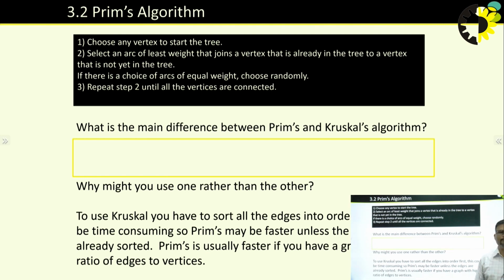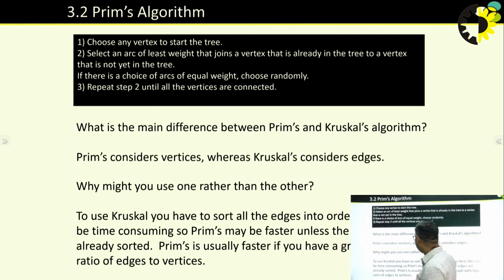What is the main difference between Prim's and Kruskal's algorithm? Prim's algorithm works on the basis of vertices, and Kruskal's algorithm works on the basis of arc weight. Here Prim's considers vertices, whereas Kruskal's considers edges.